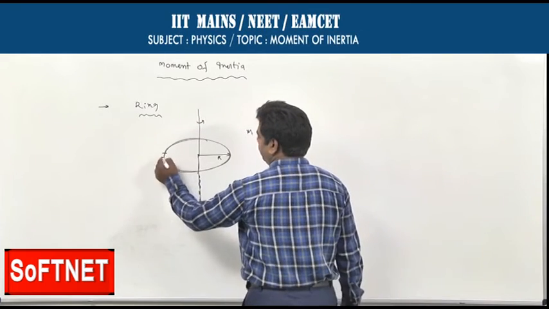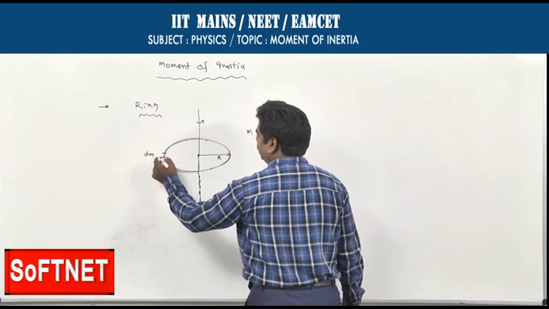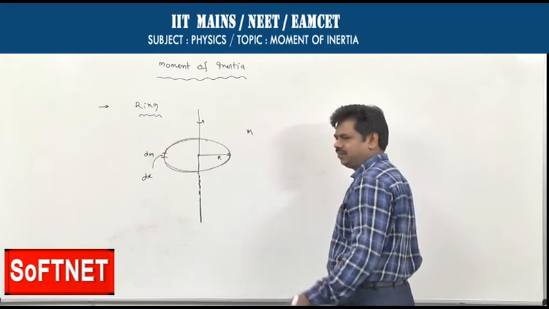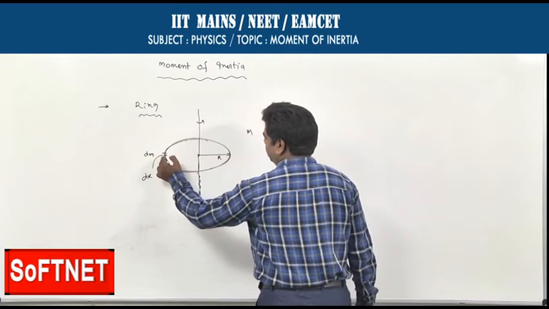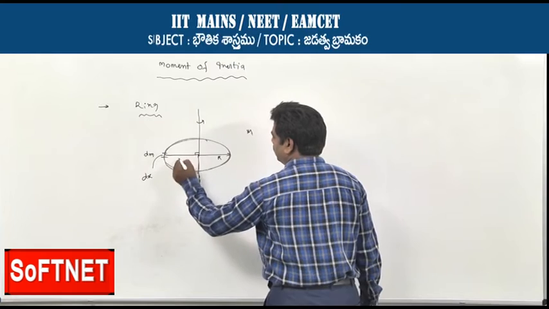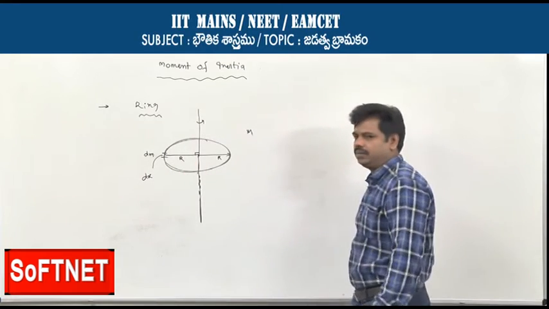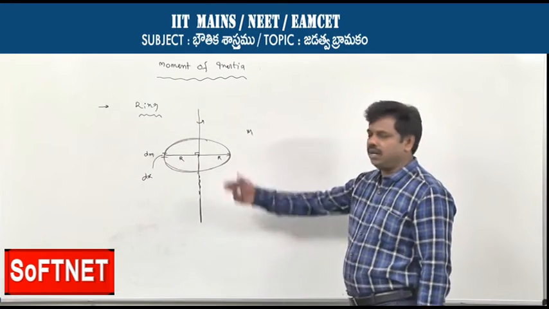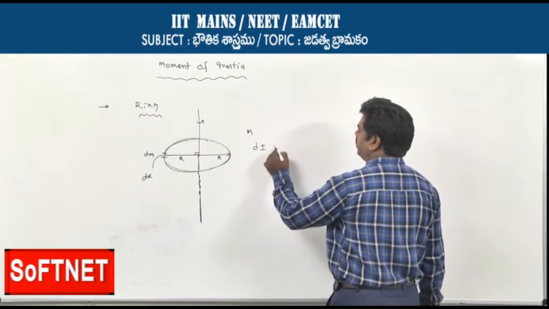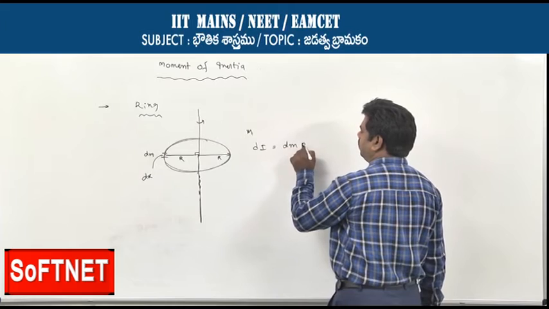Consider a small element of mass dm, say length is equal to, for example, dx. Now the perpendicular distance of this element from the axis of rotation is equal to how much? You get capital R. Then the moment of inertia of that element, already we know how to write that one. dI is equal to nothing but dm into r square.